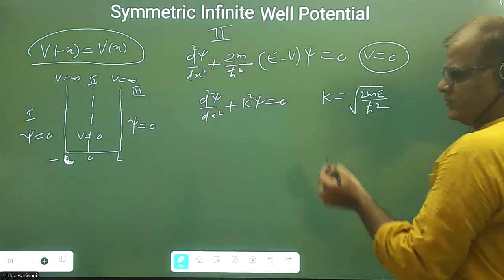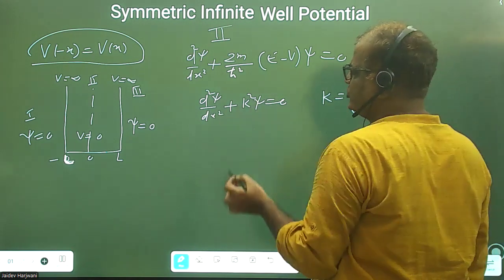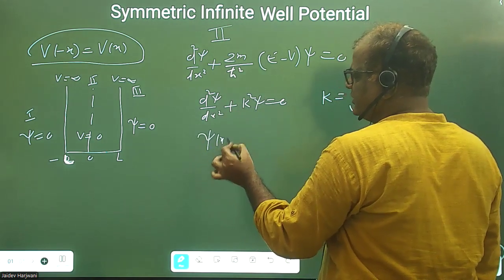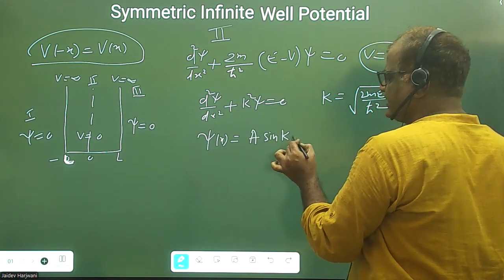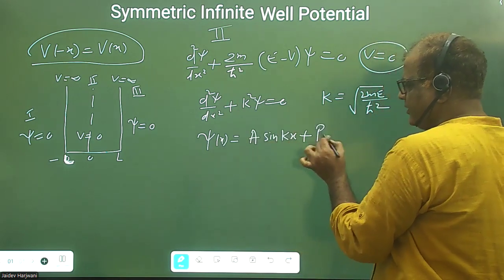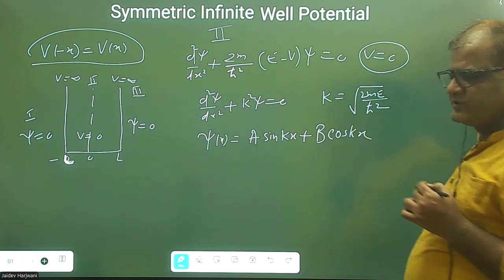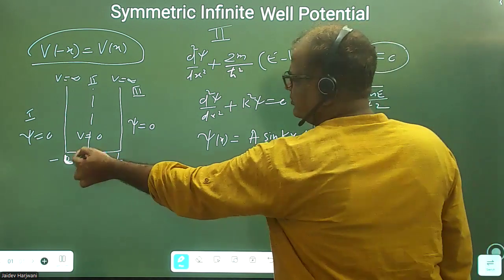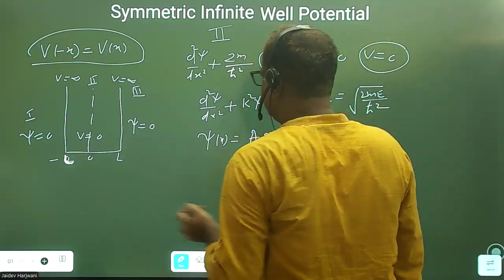Now we know the well-known solution of this equation is just a simple harmonic motion equation. So the solution for this equation is a sine kx plus b cos kx. Now we can put in the boundary values, the continuity. We can find the continuity at the boundaries.